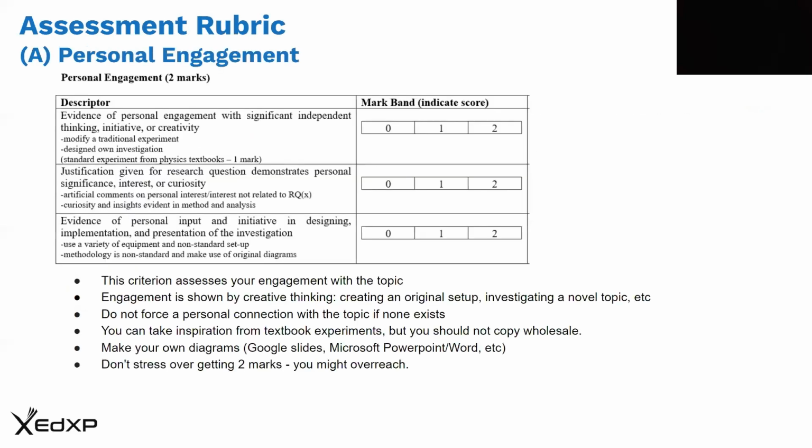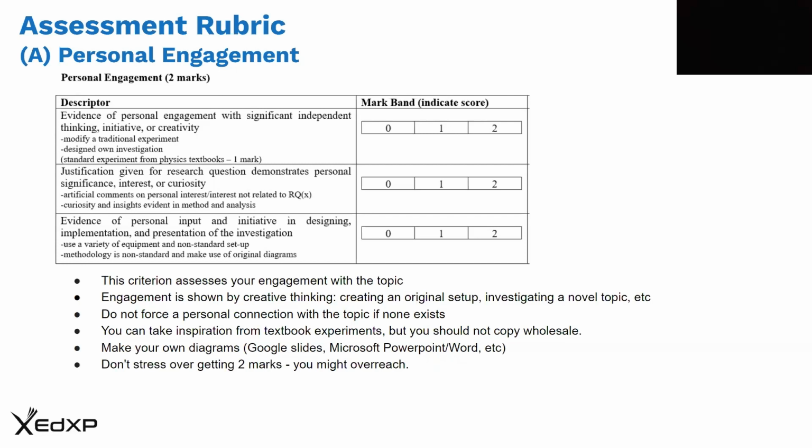Onto the first component, personal engagement. The IA rubrics can be found online or from your teacher. So for every slide, I will show a screenshot of the IA rubric and I'll explain what they really mean. Personal engagement. This criterion assesses your engagement with the topic you are investigating.